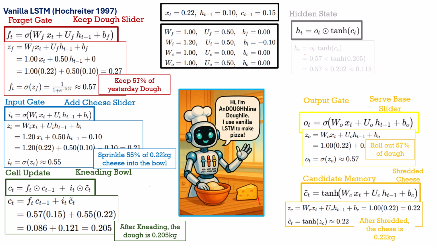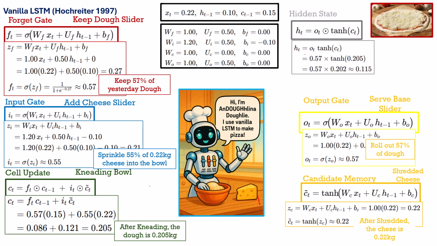And next one is the hidden step. This one is when you roll out the 57% of the dough and put it in the tray, so you flatten it and it becomes ready to bake pizza. It's no longer round, it's already flattened like pizza dough that is ready to be baked. So the ready to bake pizza in here, based on the calculation, will be 0.115 kilo. So this is how vanilla LSTM works.